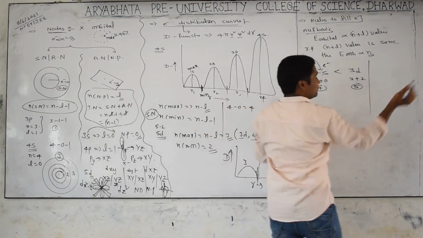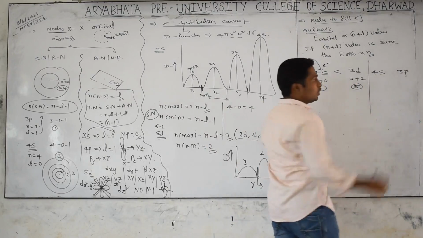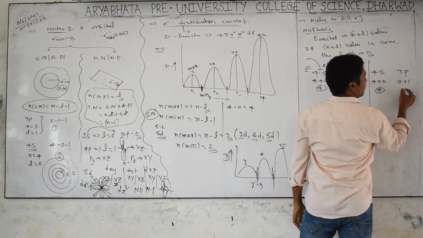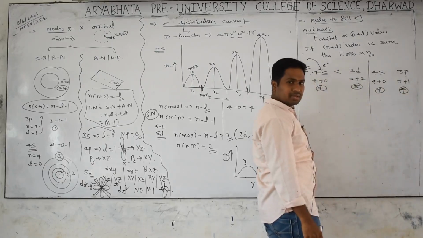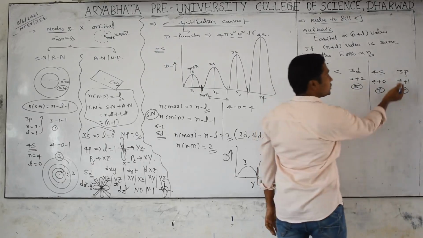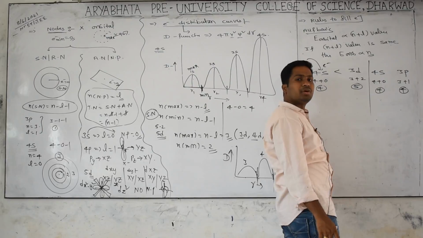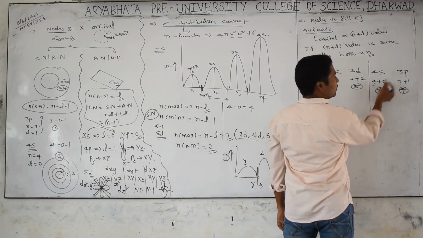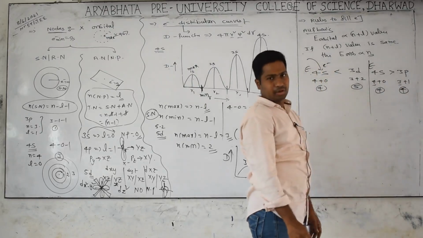Now, for example, you have 4s and 3p. 4 plus 0 we are getting 4, and 3 plus 1 we are getting 4. With the same n plus L value, are both having the same energy? No. Why? One is in the third shell, the other is in the fourth shell. As we go away from the nucleus, energy keeps increasing. So more n value, more energy. That's why we take 4s as having more energy than the 3p orbital.